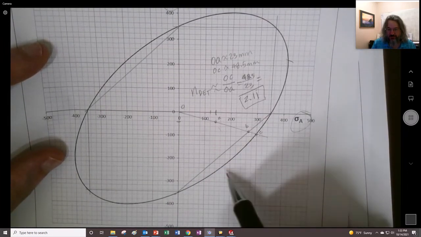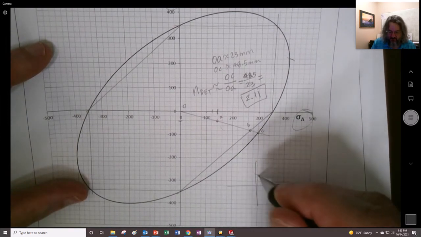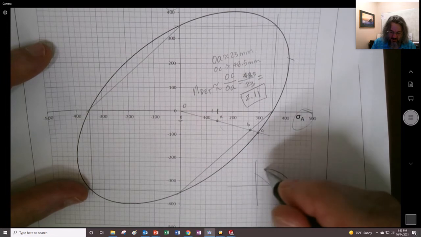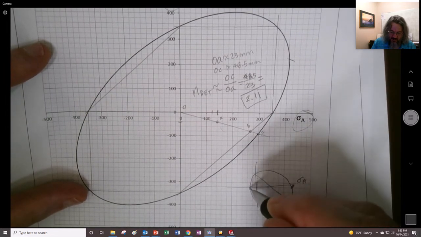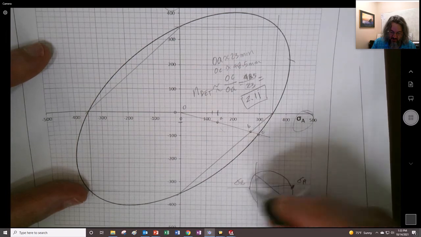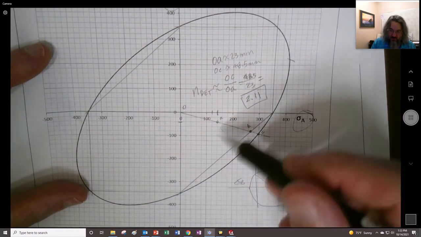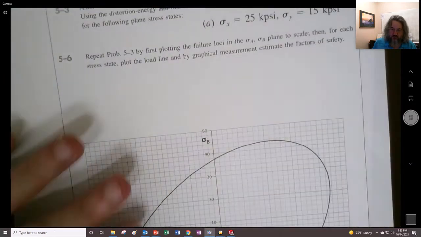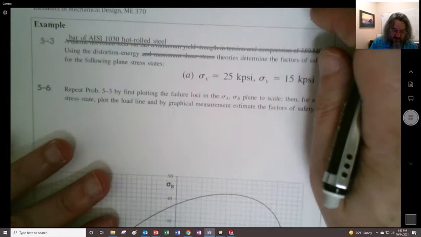And that happens right here, because we had a Mohr circle that was crossing across this thing, so we had a sigma A here and a sigma B here. So that's the case where one of them is going to be negative, so it ends up being down here in that quadrant. But let's try this one right here. We already have the principal stresses. It's kind of an easy one to do.